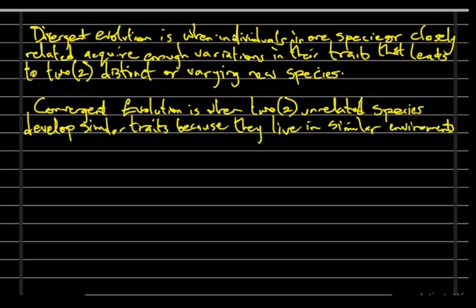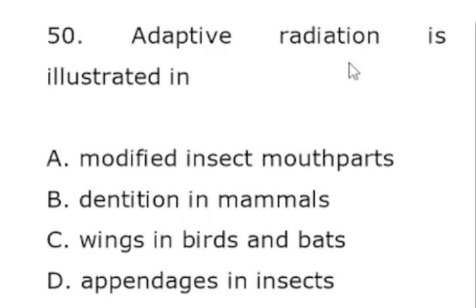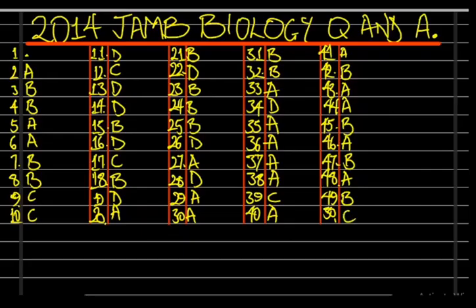So we can see that the divergent evolution is similar to what our question is talking about, which is the adaptive radiation. And so the answer there is the wings in birds and bats. That is the answer to our question, option C.